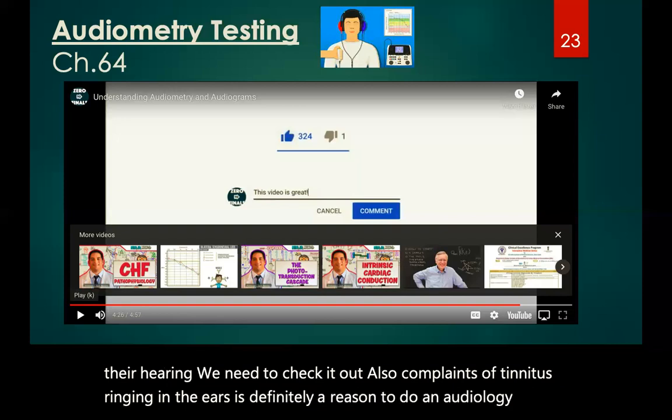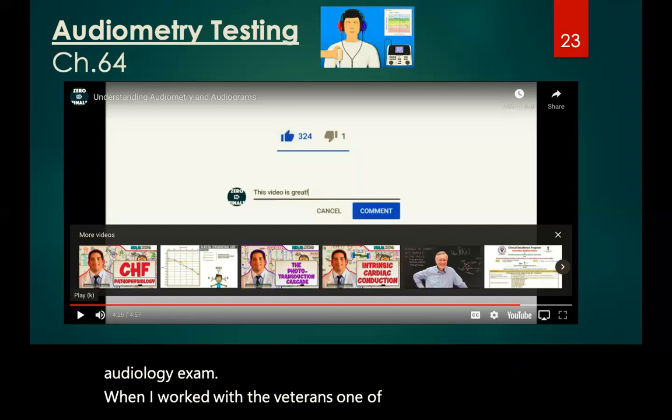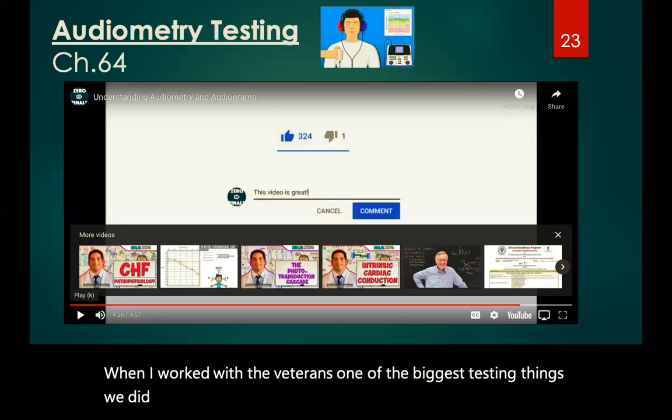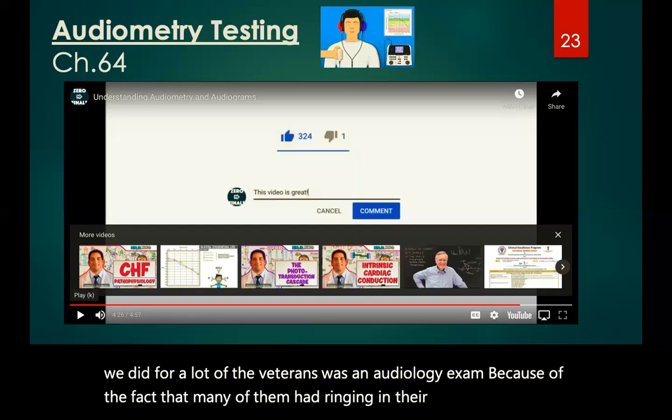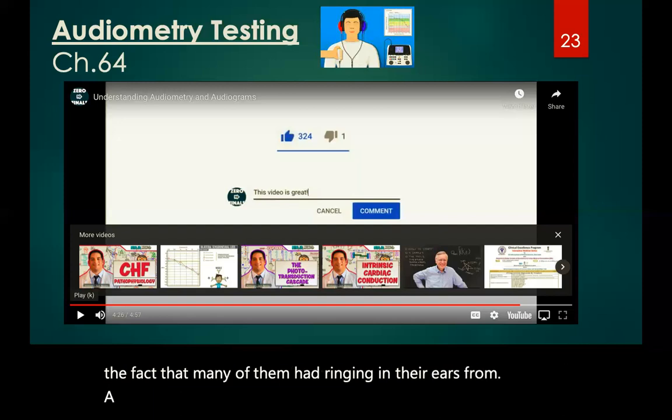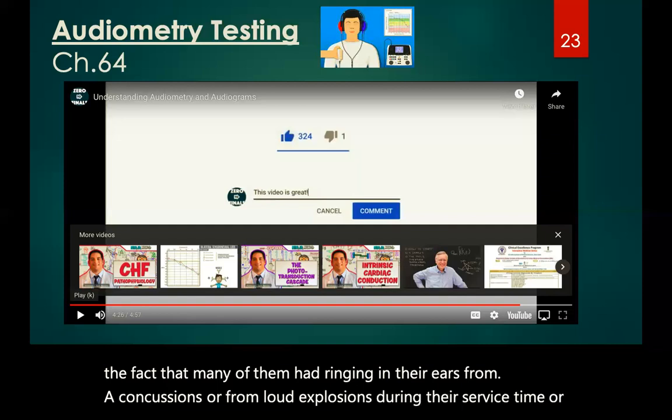When I worked with the veterans, one of the biggest testing things we did for a lot of the veterans was an audiology exam, because many of them had ringing in their ears from concussions or from loud explosions during their service time, or bullets going by their ear.